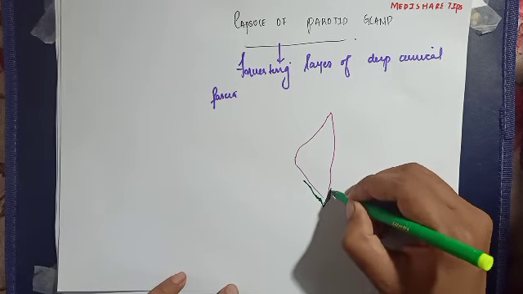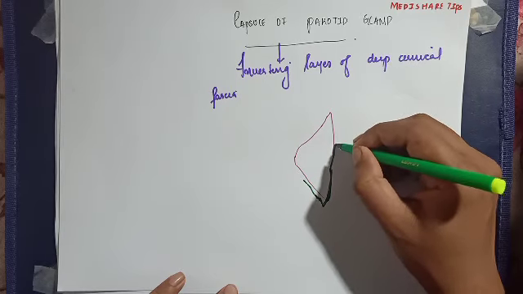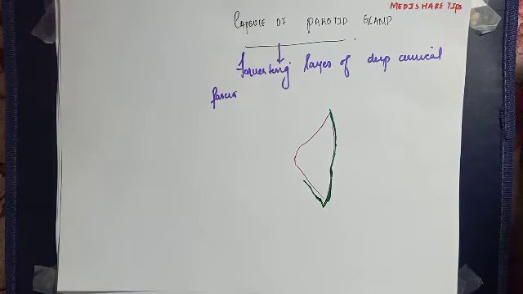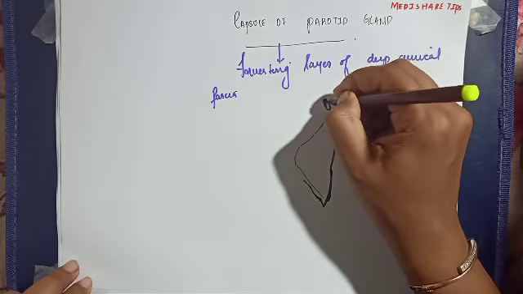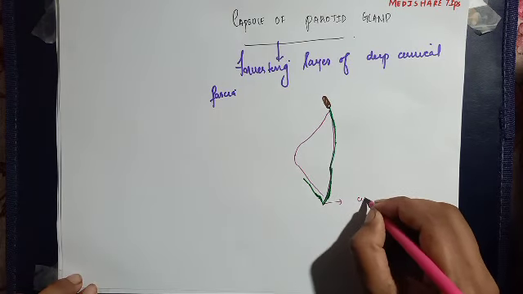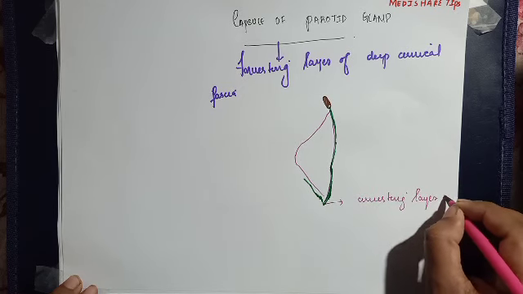So this is the superficial lamina. What I am drawing here is the superficial lamina, and this superficial lamina is attached to a structure, that is the zygomatic arch. So what I am drawing here is the zygomatic arch. So this is the investing layer of deep cervical fascia.